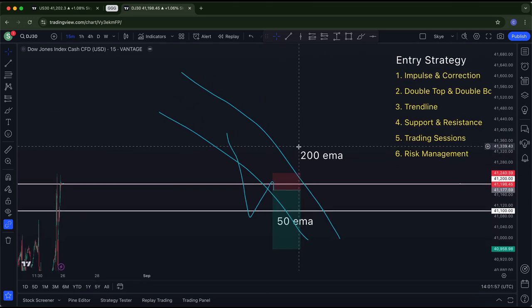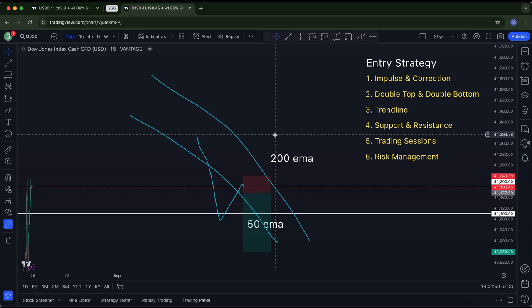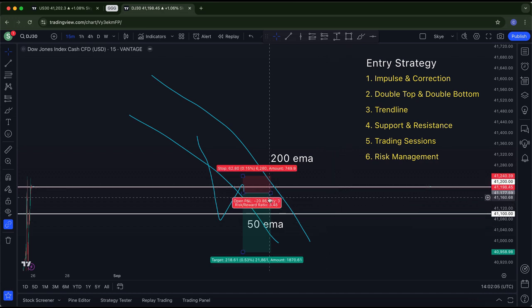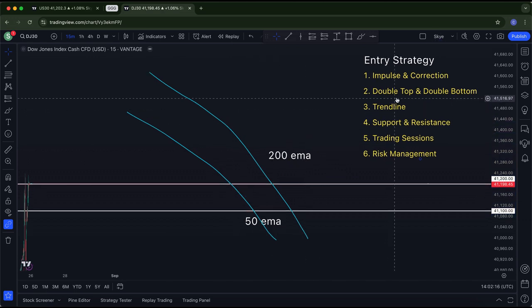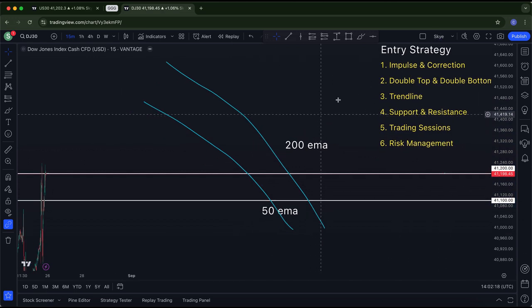So let me now talk about, I've talked about the impulse and correction, support and resistance. The support and resistance are our rounded values. So now we have double top, double bottom. What's the problem with this? Actually no problem with this. Double top, double bottom is just a protection for us to avoid too much losses.